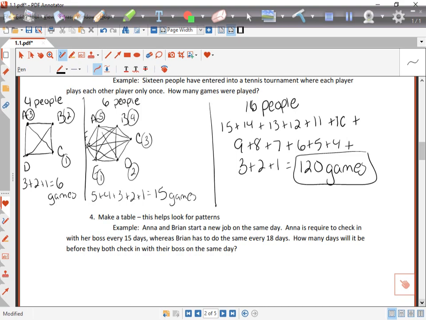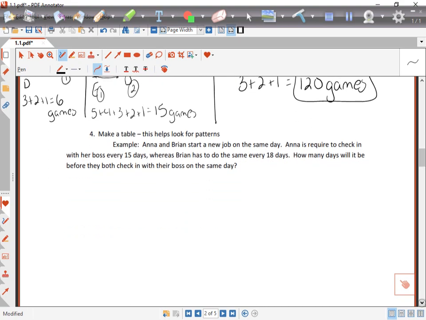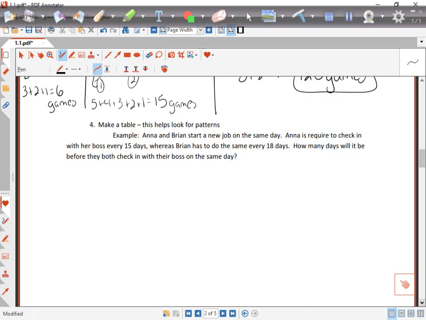Okay, the next strategy is to make a table. I'm big on making tables, and I like to make tables to look for patterns and just to see what I've got. So let's look at this one. Example: Anna and Brian start a new job on the same day. Anna is required to check in with her boss every 15 days, whereas Brian has to do the same every 18 days. How many days will it be before they both check in with their boss on the same day?